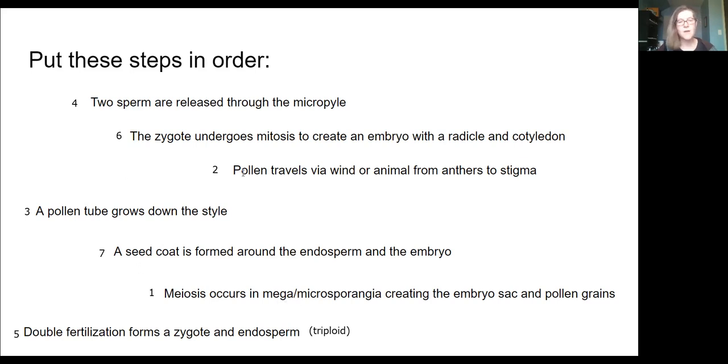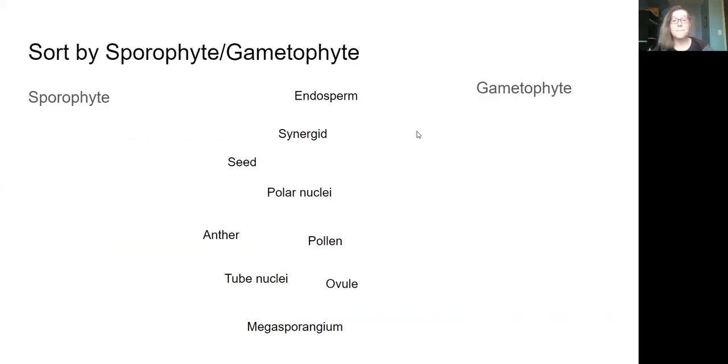Meiosis, creating our pollen. Pollen traveling from anthers to stigma. Pollen tube growing down the style, releasing the sperm through the micropyle, which is in the embryo sac. Double fertilization to create a diploid zygote and a triploid endosperm. And the zygote begins to grow into an embryo, which has a small root and a small leaf, 1 or 2. And then finally, the seed forms around it, and it can go off and become its own plant. Super exciting.